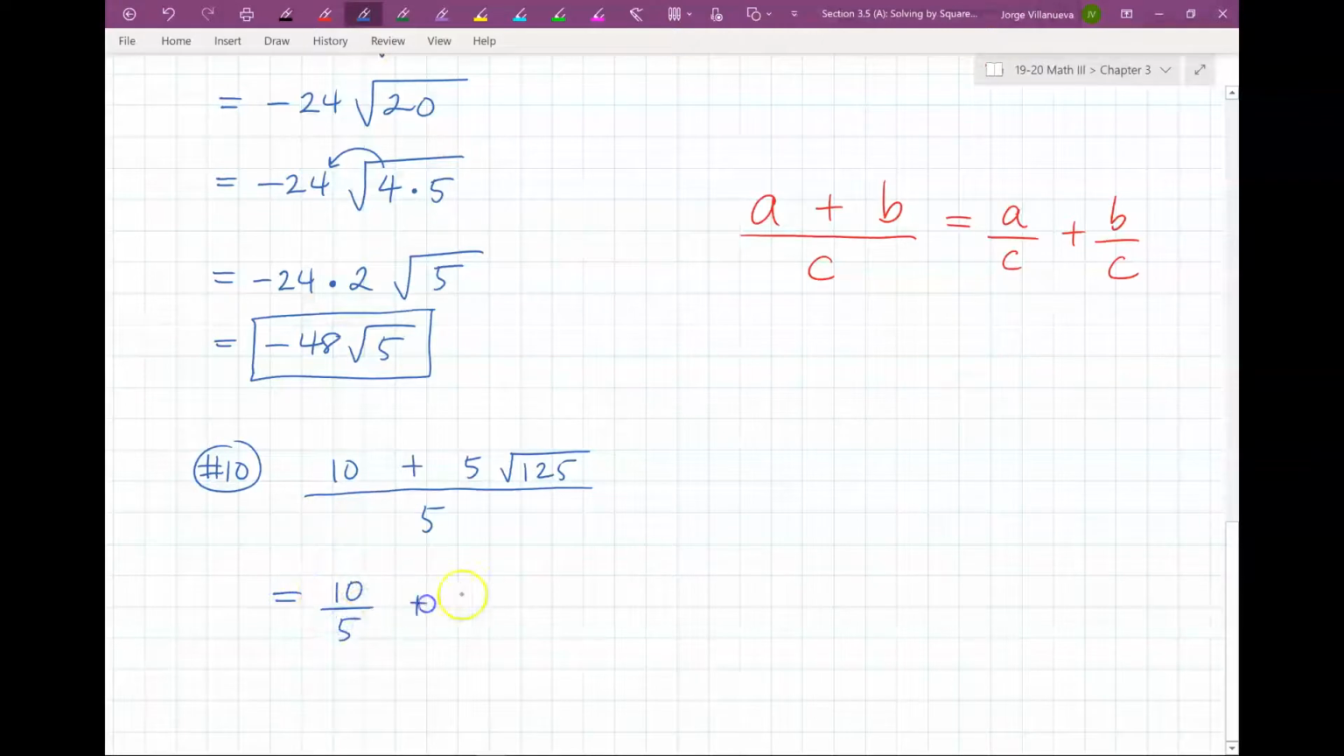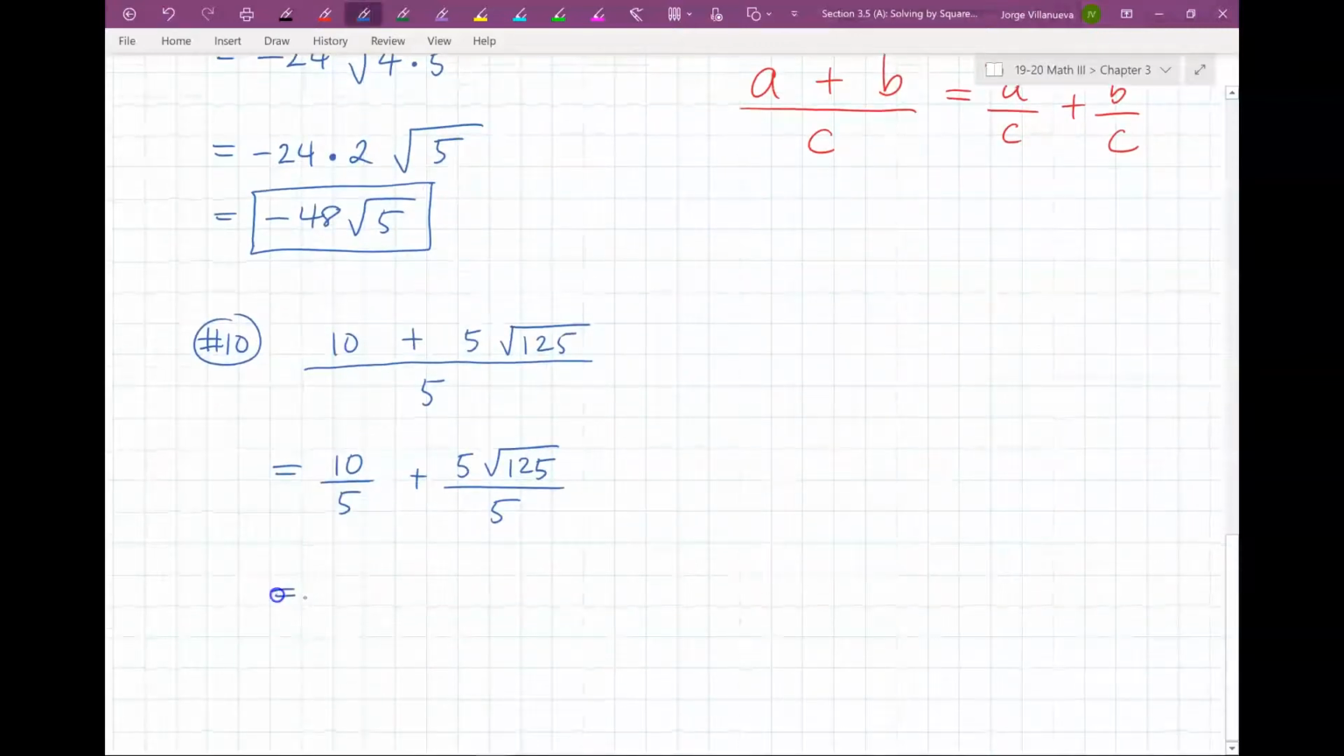10 over 5 plus 5 radical 125 over 5. Now notice 10 divided by 5. That's 2. And over here the 5's will cancel. So you just have square root of 125. So we kind of simplify it first. Okay? Now the square root of 125, let me do this over here like scratch work.